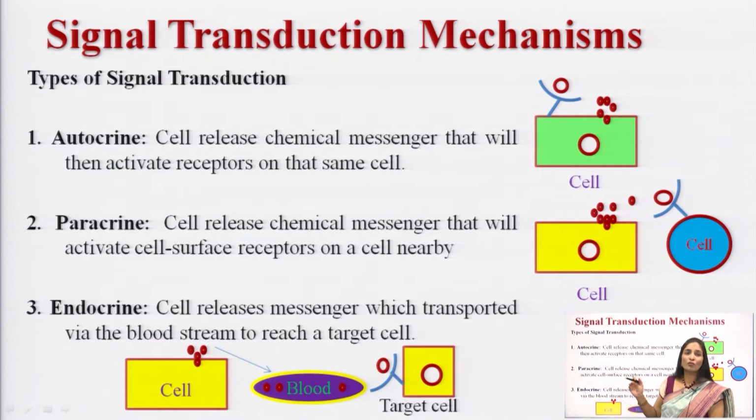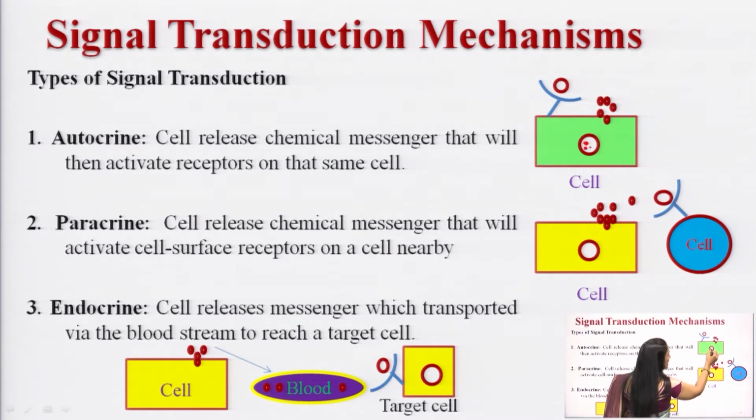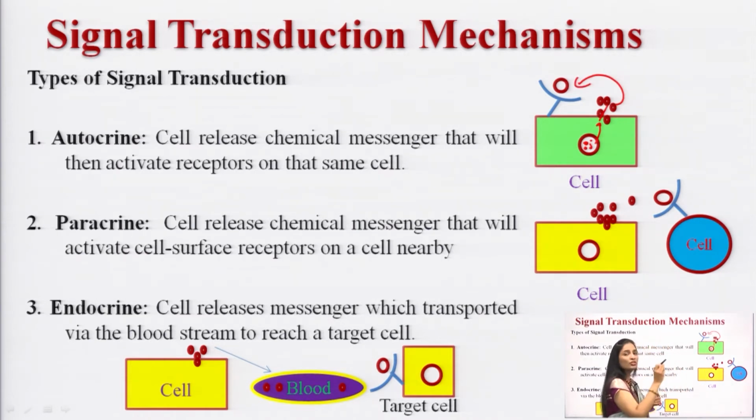First one is autocrine. So, what is an autocrine? This is a cell, right? Here the cell will release some chemical substances, and these chemical substances will go and bind to the receptor of the same cell. Then you can call it an autocrine. So, in an autocrine, the cell releases chemical messengers that activate the receptors of the same cell.